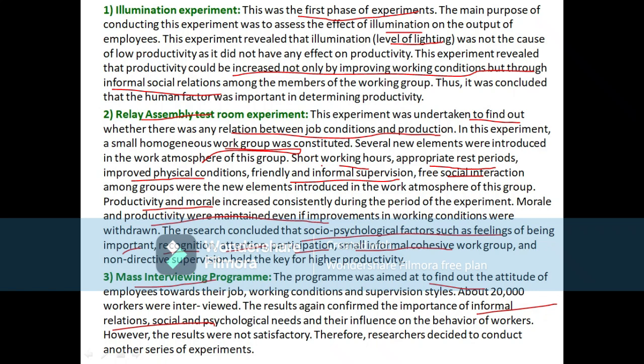Therefore, researchers decided to conduct another series of experiments. Here, mass interviewing means interviewing all the people, where they can freely express their views and opinions.